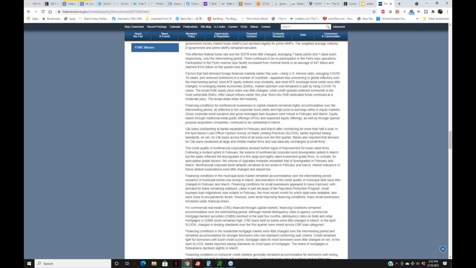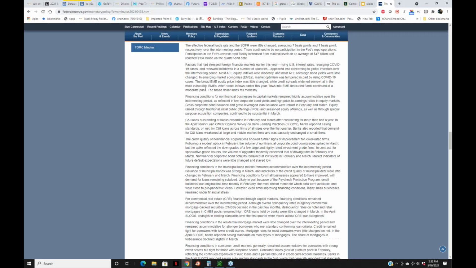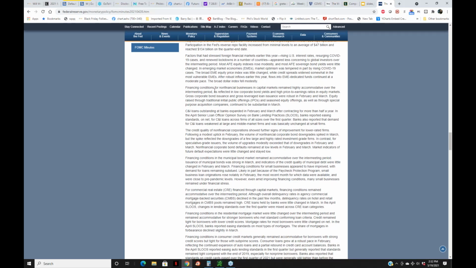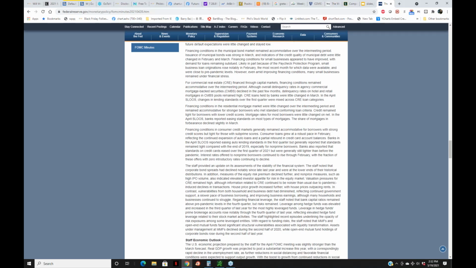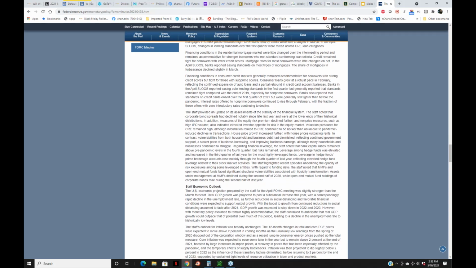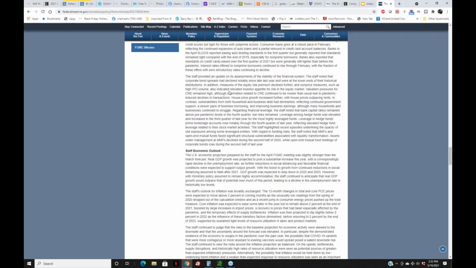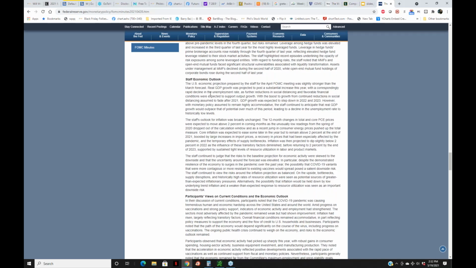Factors stressed foreign financial markets. Renewed lockdowns were less concerning to global investors. Market optimism tempered by rising COVID cases, broad EME, little change, financing conditions. Financial conditions for non-financial businesses and capital markets have been highly accommodative over the intermediate period as reflected in low corporate bond yields, high PE ratios in equity markets, gross bond issuance. This says nothing. I don't know what people are reacting to. I don't see what this is.